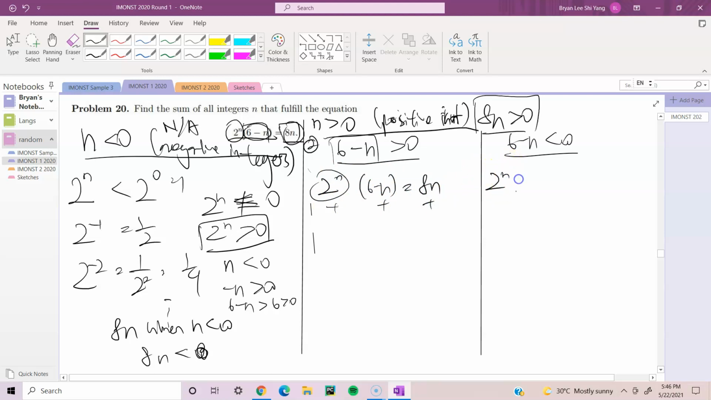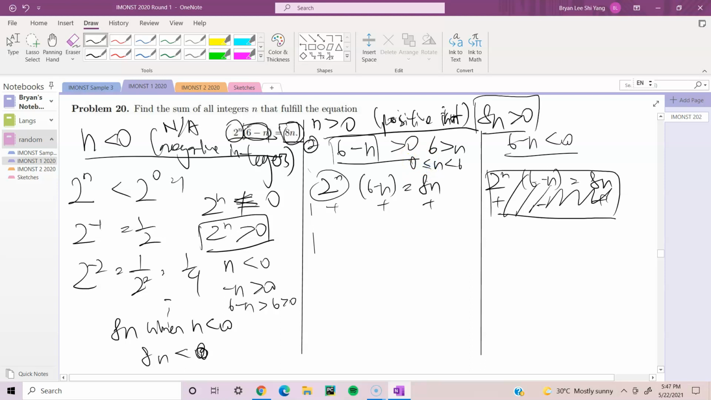Now, if we have 2 to the power of n, sorry, positive, and then 6 minus n being smaller than 0, so it's negative, then we will have 8n, which is positive, so this is contradictory, so we need to cancel this out. This case is not applicable, right? Since 6 minus n, we have confirmed that it is over 0. This means that n is smaller than 6, and we also said before that n is not negative, so 0 is smaller than or equal to n, and n is smaller than 6, so n could be either 0, 1, 2, 3, 4, 5.